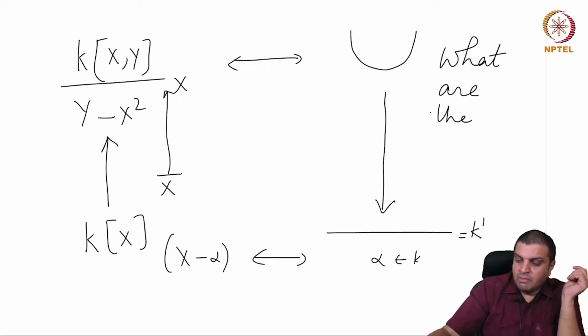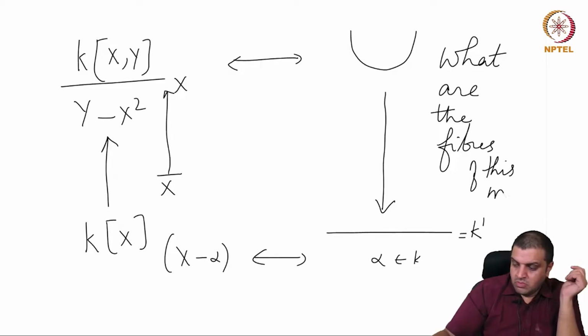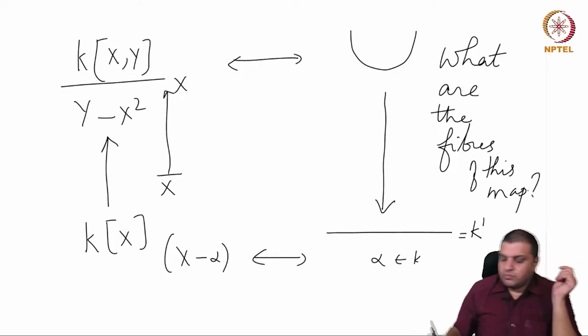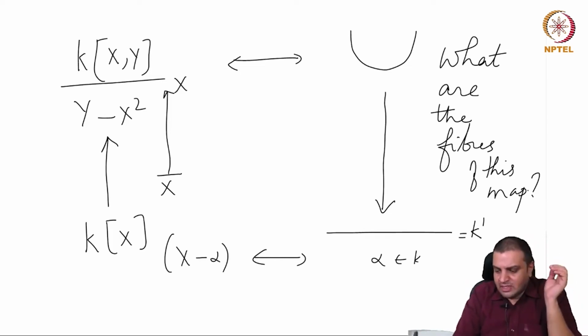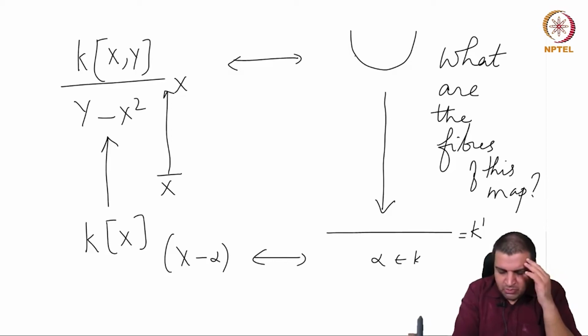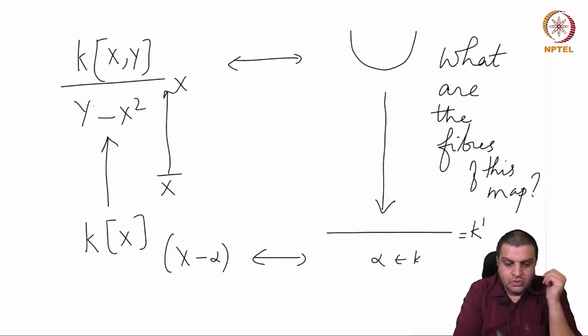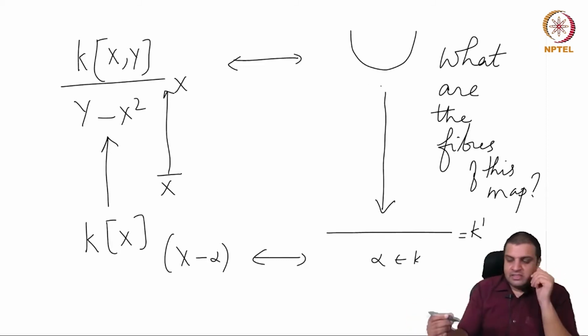I mean, what sort of a map is this? Okay. In this case, at least intuitively, one can think, if you have a point alpha here, its fiber would be the point (alpha, alpha squared), because it has to satisfy y minus x squared. So the first one would be alpha, the second one would be alpha squared. So one can sort of imagine that, and that is indeed the case.